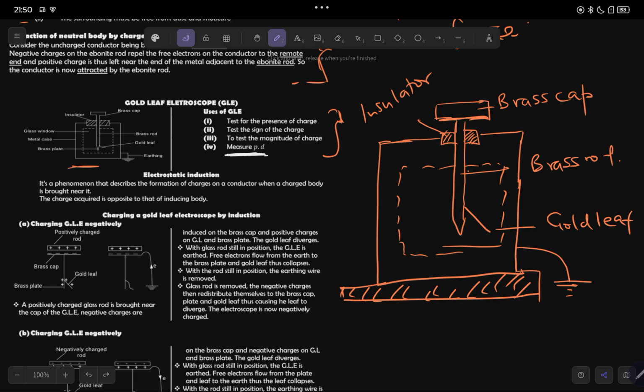Electrostatic induction. Now, induction is to cause something to happen without there being direct contact between the cause of that action and the body that is experiencing the action or carrying out the action.